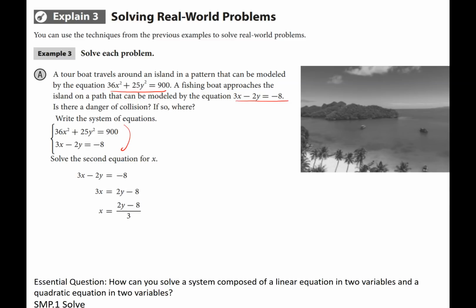So you write down the 2 equations. Looks like they're going for substitution. So we're going to solve the second equation for x. To do that, they started by adding the 2y to both sides. And so they got this 3x equals 2y minus 8, and then they divided by 3. So they got this.